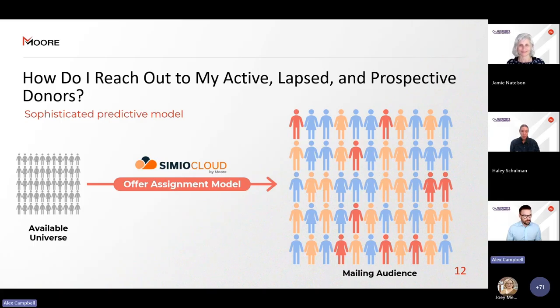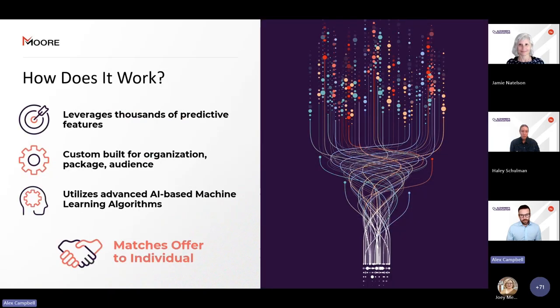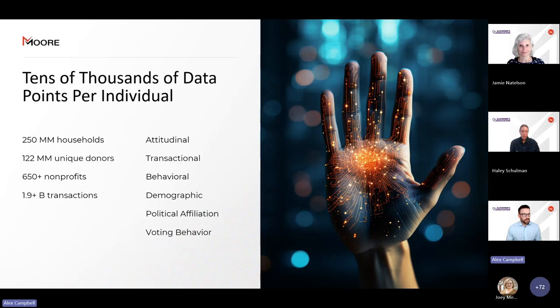So how does it work? Number one, we're leveraging thousands of predictive features. Our data set has over 250 million households, over 120 million unique donors, over 650 nonprofits, almost 2 billion transactions. Without all this data, we're not able to build effective models. Data is key. We have coverage on every adult in the United States, including attitudinal, transactional, demographic, political affiliation, and voting behavior, all on a fast, scalable platform.